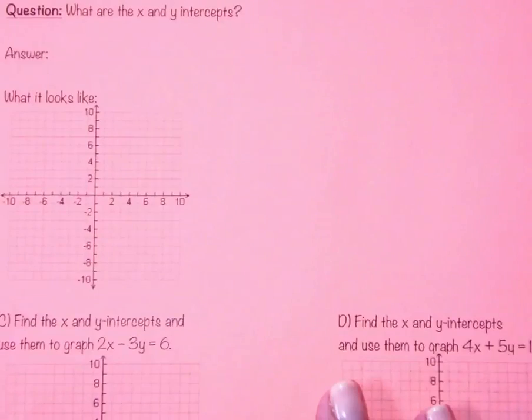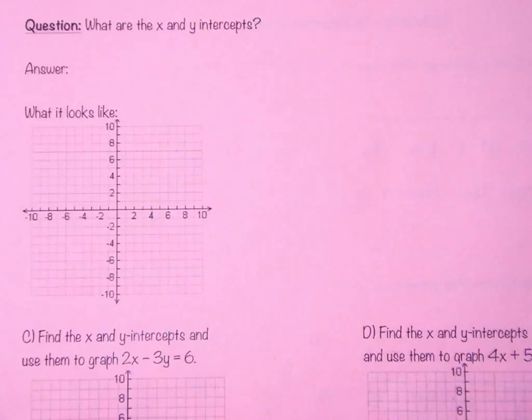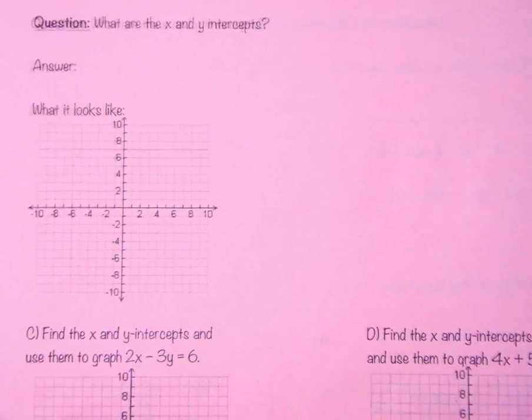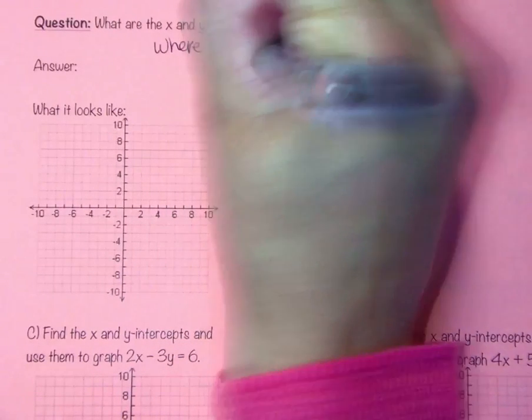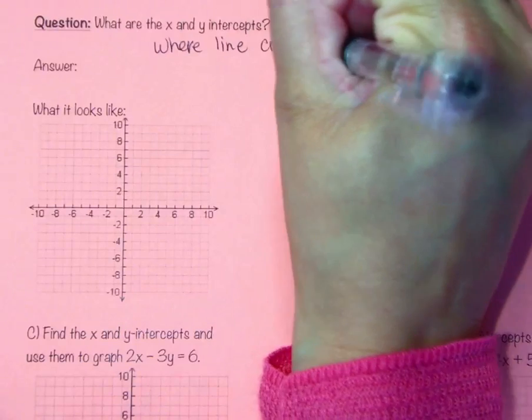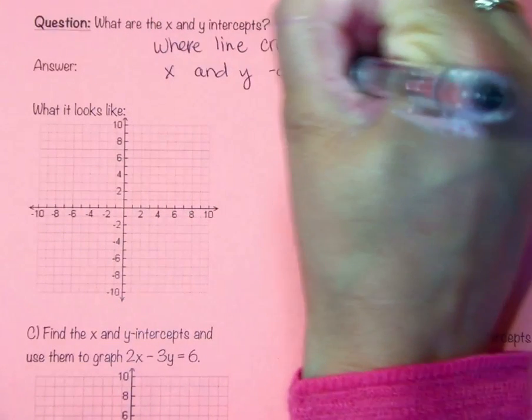So, who was it? Hunter? No, Heather. Heather reminded us a little bit ago what a y-intercept is. So thinking about that, how would we define an x-intercept? AJ? Exactly. So when we're talking about x and y intercepts, this is where our line crosses the x and y axes.